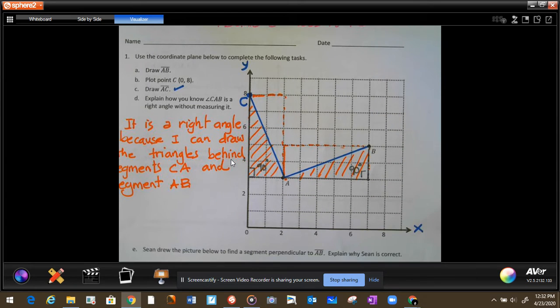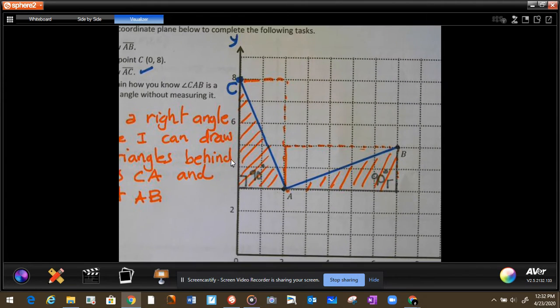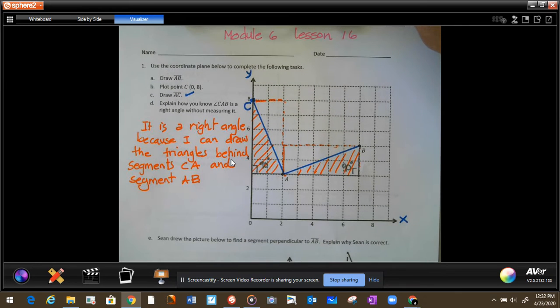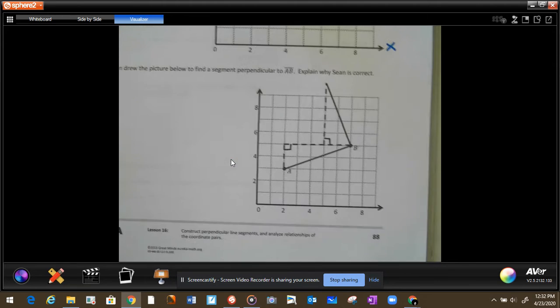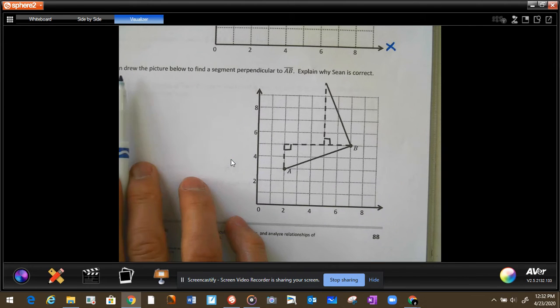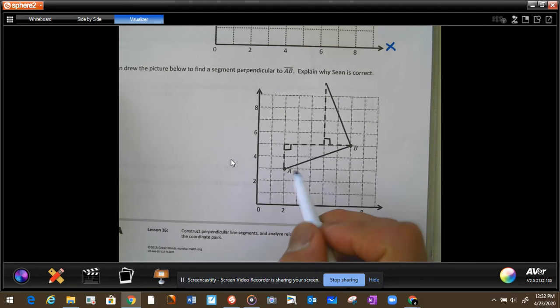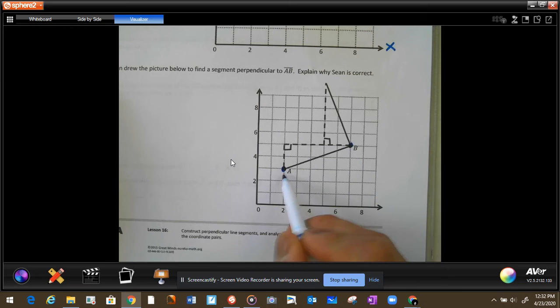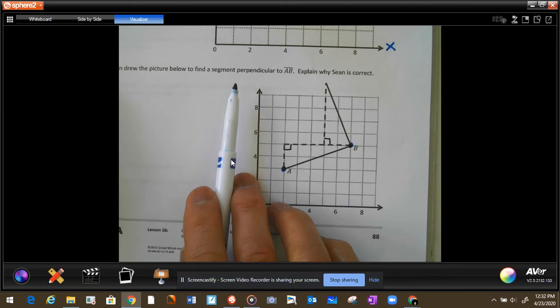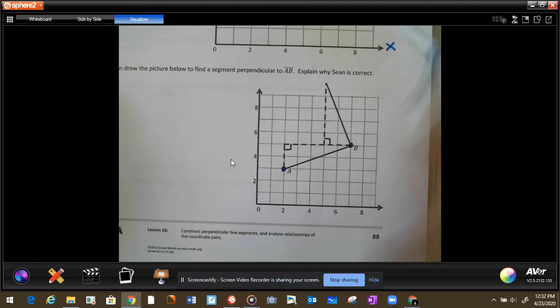Okay. Now let me zoom out, and we're going to look at number 1E, and number 1E says right here, Sean drew the picture below to find a segment perpendicular to AB. So here is A and this is B. This is the segment. So the perpendicular one is this one right here. Explain why Sean is correct. Well, Sean is correct because he inverted these triangles just like we did on the previous problem.